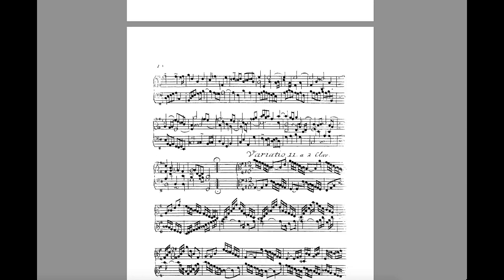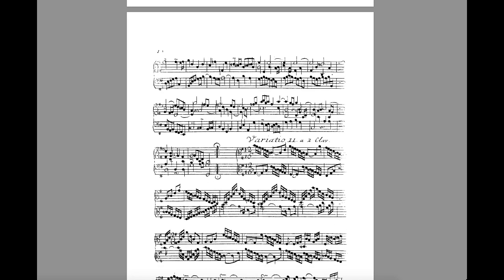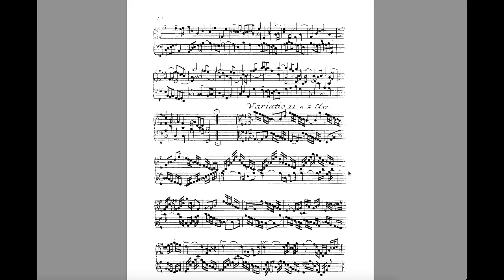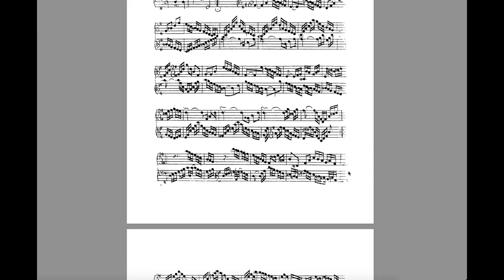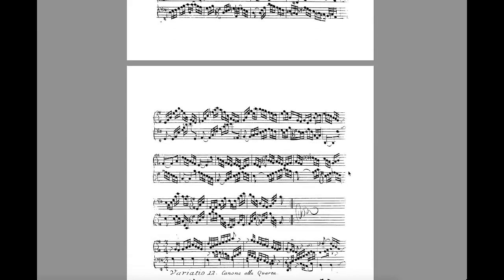And now we go on in variation 10, and you can see there is a fermata here at the end of variation 10. Then we start variation 11. And variation 11 goes on to the next page.